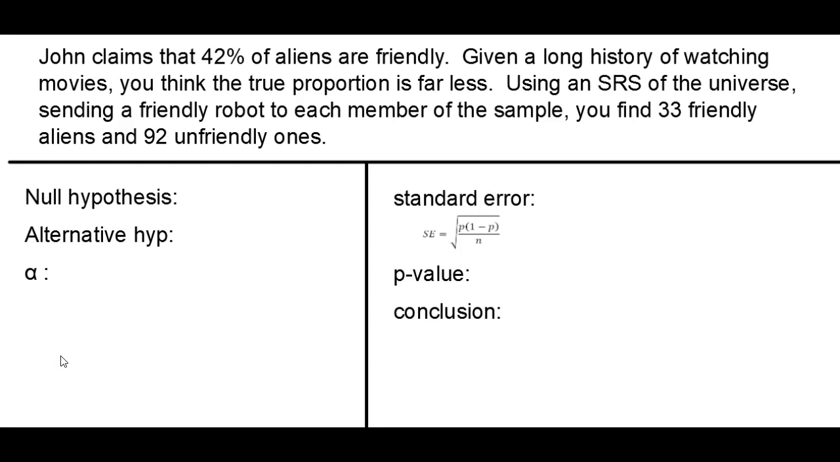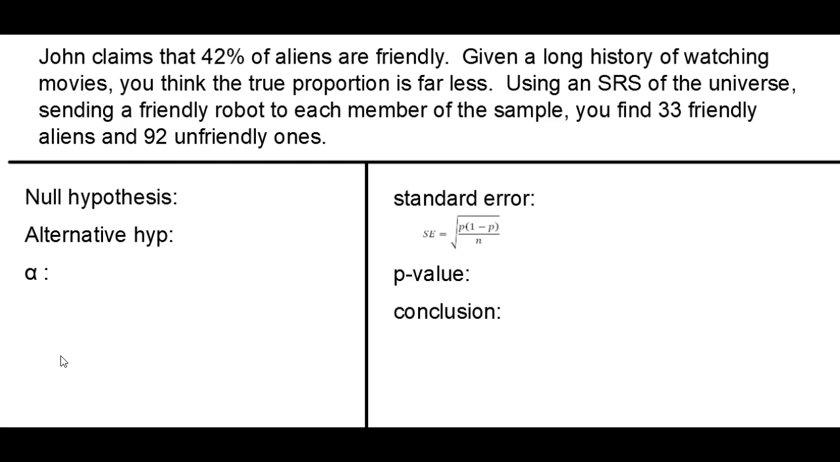Given a long history of watching movies, you think the true population proportion is far less. Using an SRS of the universe, sending a friendly robot to each member of the sample, you find 33 friendly aliens and 92 unfriendly ones. I would imagine that with each robot that was sent, either they responded well to them or didn't, and so that's where you get your yes or no that makes up your proportion.